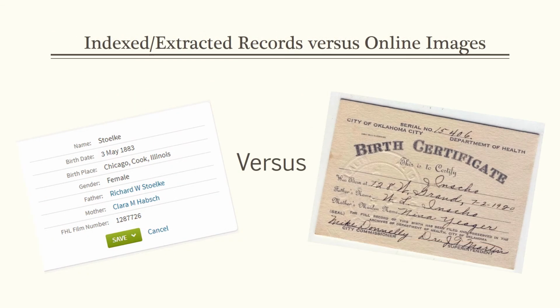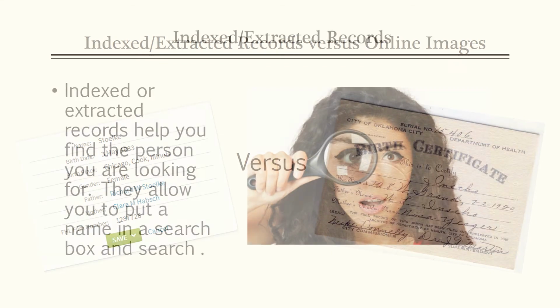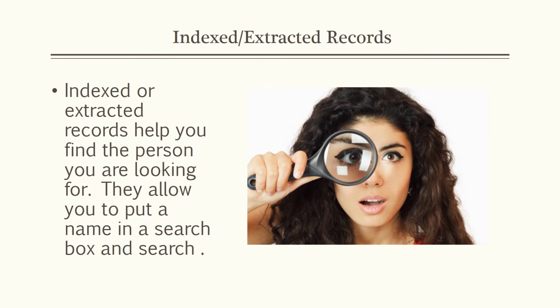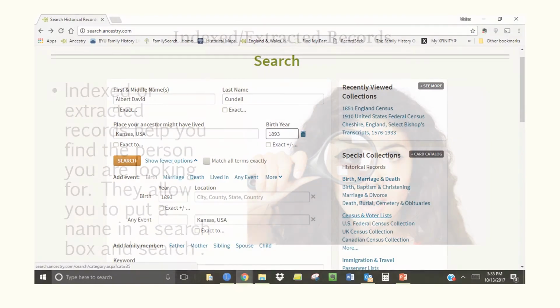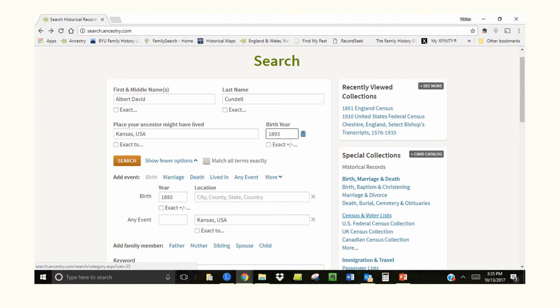Firstly, we need to distinguish between indexed or extracted records and online images. Indexed or extracted records help you find the person you are looking for. They allow you to put a name in a search box and search. Here's an example of a search box. Hopefully this looks familiar to you. I put in a search for Albert David Cundall.